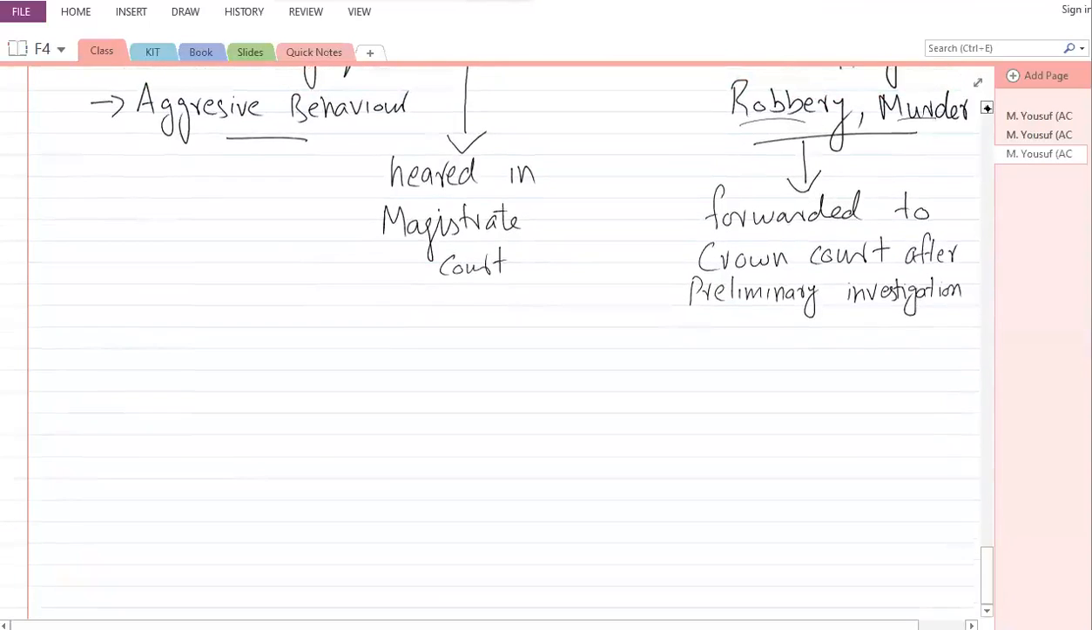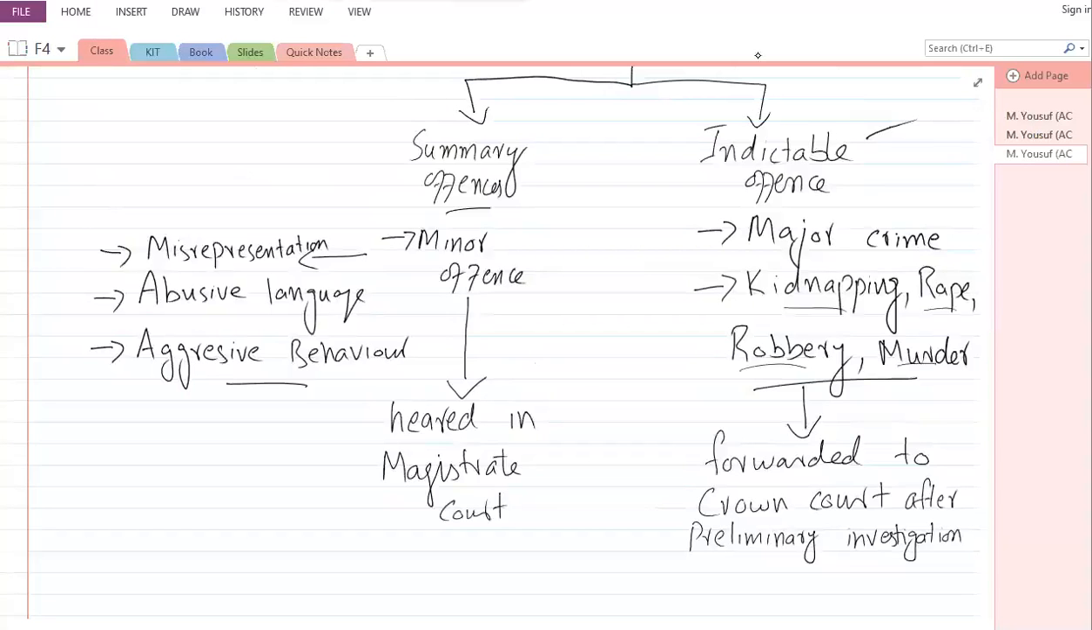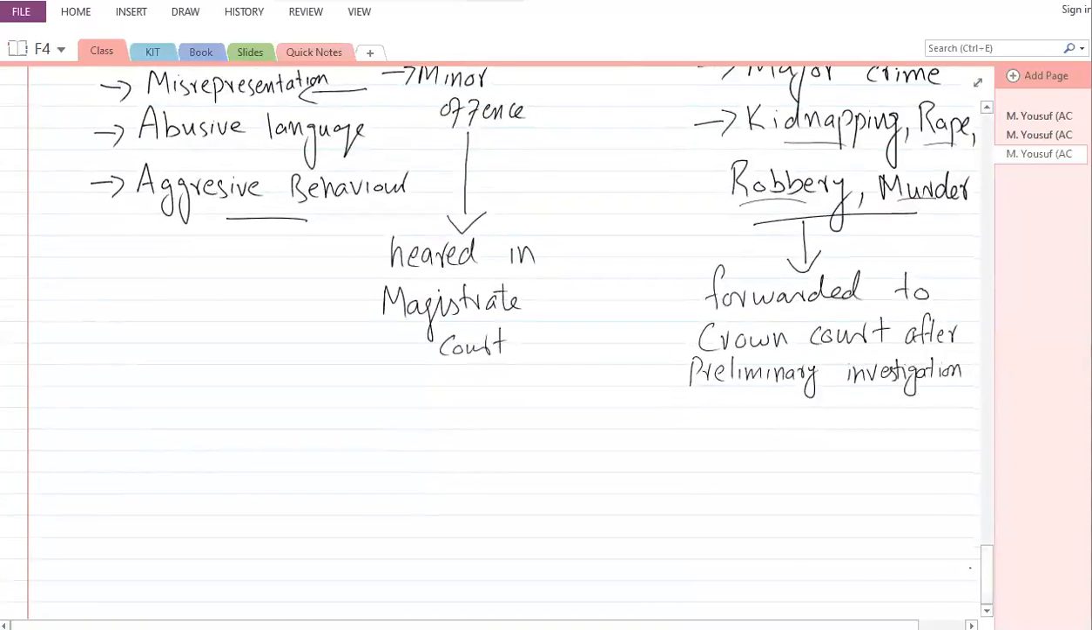So what will happen here? The summary offences will be heard in magistrate court, whereas the indictable offences will be forwarded to Crown Court after preliminary investigation. This means that the preliminary investigation will be performed in magistrate court, but after performing preliminary investigation, the trial of that case will start in Crown Court.